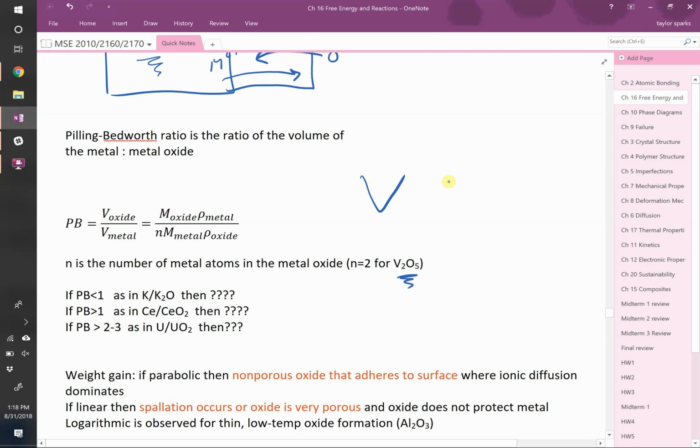If the Pilling-Bedworth ratio is greater than 1, then V metal is greater than V, sorry, I have that backwards. Replace that one up top. Your oxide volume is greater than your metal. So when you bring metal over, yeah, the metal is smaller than your oxide, therefore you're going to get Swiss cheese. Okay? So this is Swiss cheese. Am I backwards?